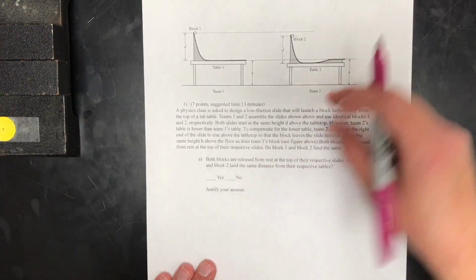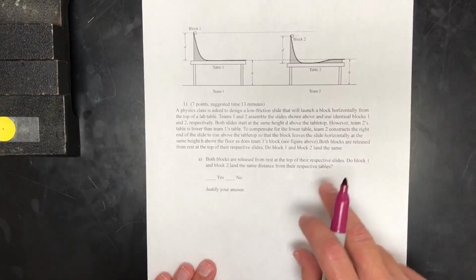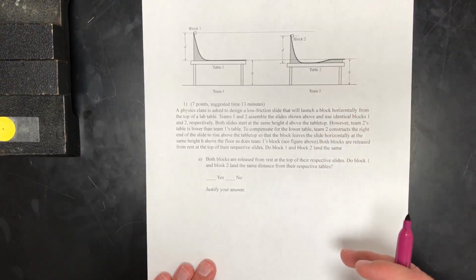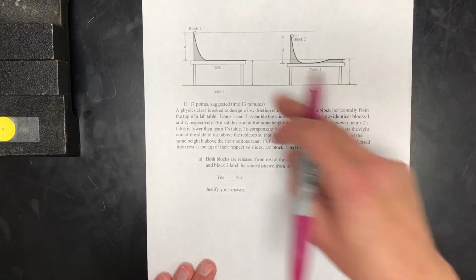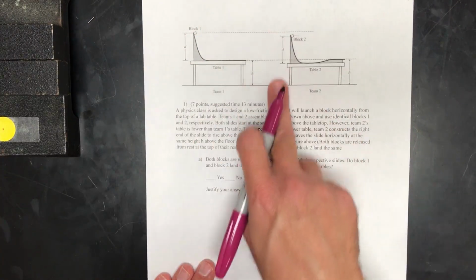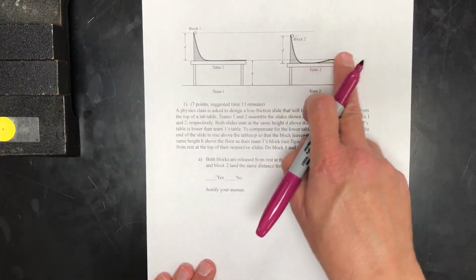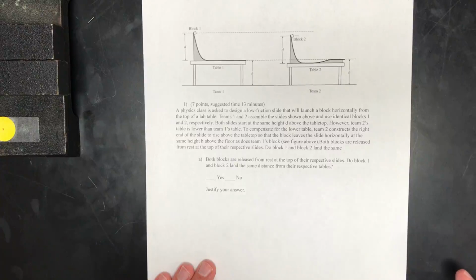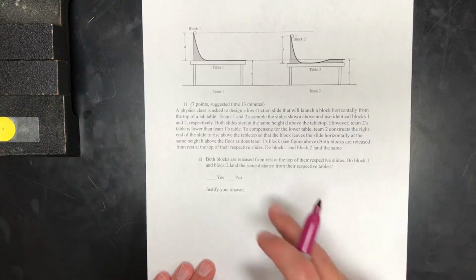To compensate for a lower table, however, Team 2 constructs the right end of the slide to rise above the tabletop so that the block leaves the slide horizontally at the same height h. So they drop the same distance to the table, d here and here, but they make theirs rise back up because table 2 was lower, so that they both launch from h. So both blocks are released at the top of the respective slides.